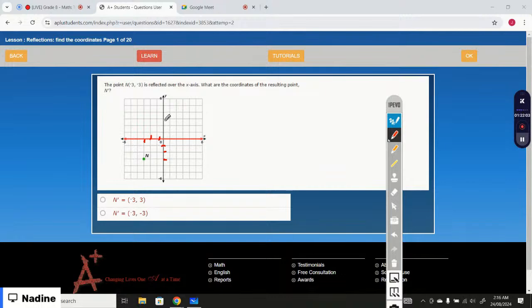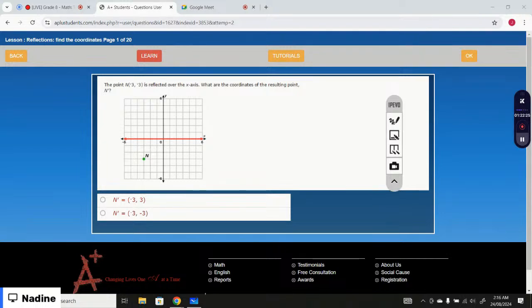So the reflected image would be here. That is N dash. The coordinates are negative 3 and 3. Option number 1 is the correct option. That is negative 3 and 3. N dash, negative 3 and 3, is the correct option, right? That is option number 1.